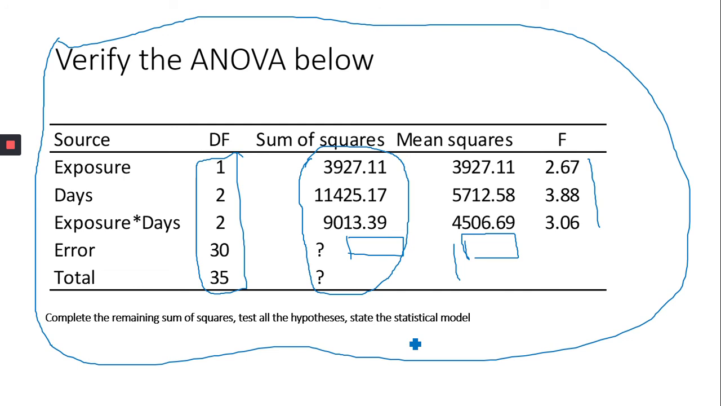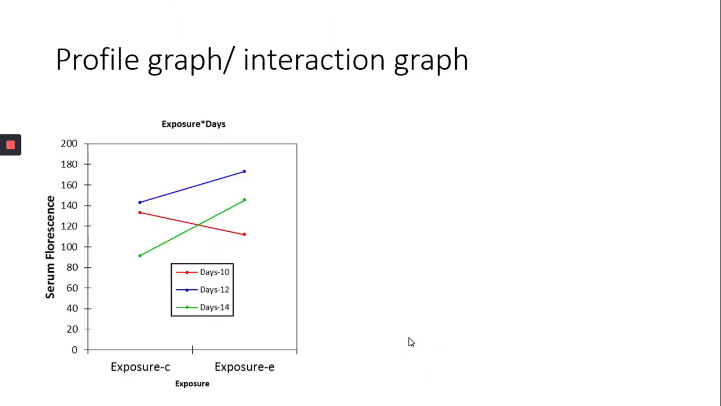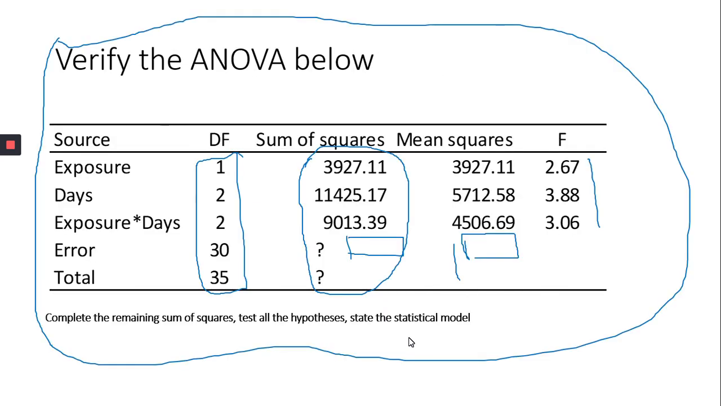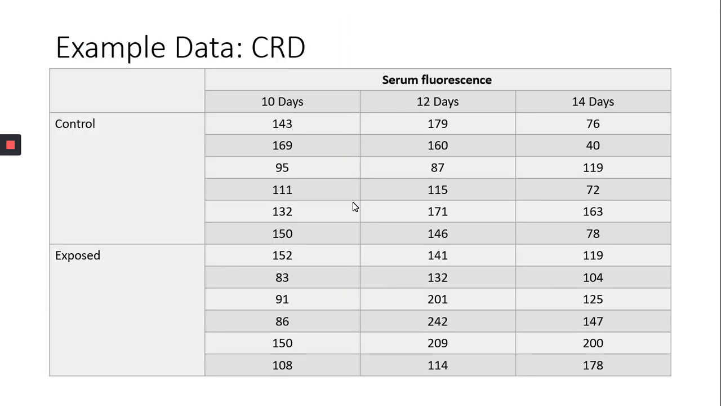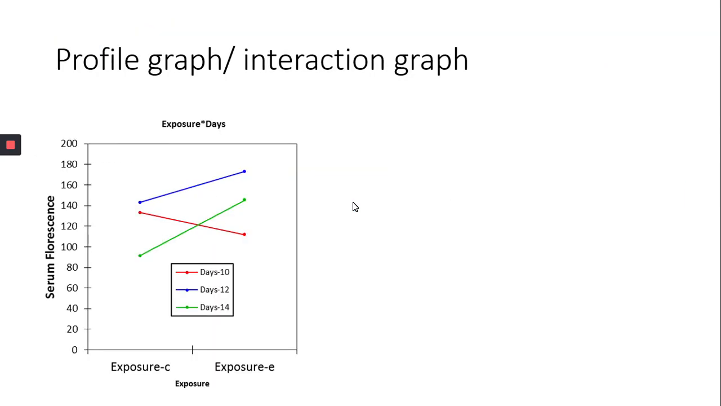Now the last part. I want us to look at the profile graphs. These are the profile graphs, the profile graph or the interaction graph for this data. Now, I want you to take note. I produced two separate ones, but I want the last one. I will use the last one.